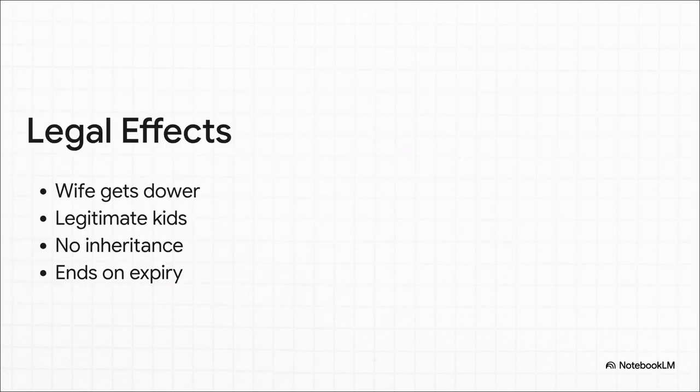So what happens once the contract is executed? The legal effects are as follows. The wife is entitled to dower. Children are legitimate. No mutual right of inheritance. And it ends automatically after expiry. I want you to pause right here and put a giant star next to no mutual right of inheritance. This is a vital concept to memorize for the distinction table we'll cover in a minute. The husband and wife simply do not inherit from each other in a Muta marriage. Furthermore, notice that there's no need for a formal divorce. The marriage just extinguishes the exact moment the specified period expires.